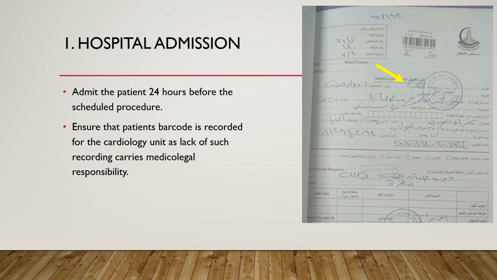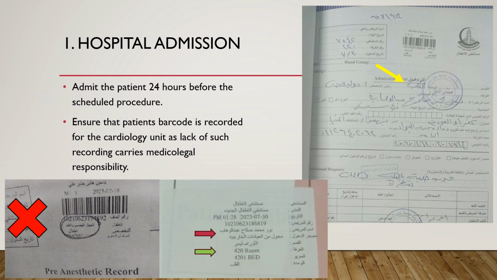First, patients should be admitted 24 hours before the scheduled procedure. Please ensure to write down that the patient is admitted to the cardiology unit and the barcode of the patient is carrying the cardiology unit. A faulty barcode will carry a medical legal responsibility.